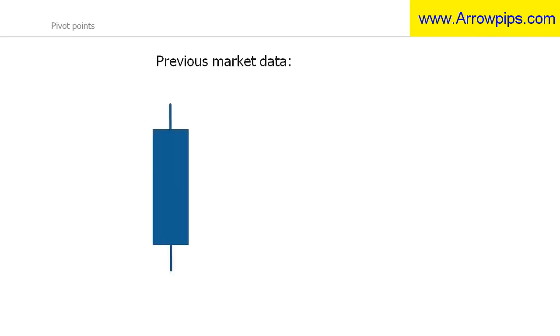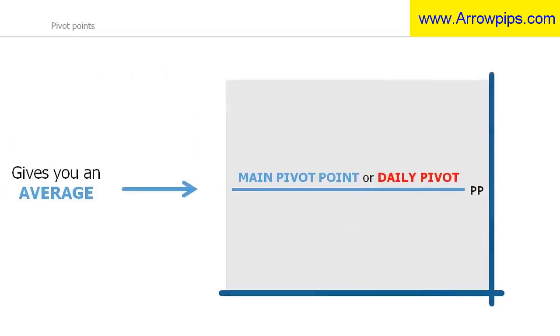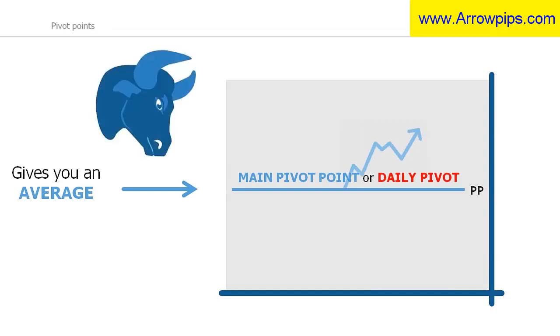There are different mathematical calculations to work out the pivot points, but the basic calculation uses the previous day's highest price, lowest price and closing price in the calculation. This gives you an average of the most significant prices from the previous trading day. This average price or level is called the main pivot or daily pivot. If price is trading above this level, it would be considered that there are more bulls in the market.